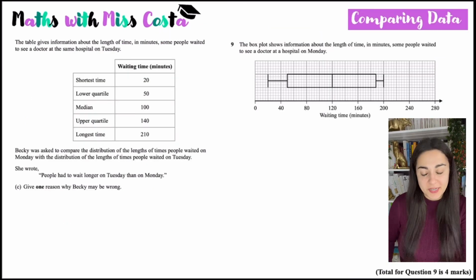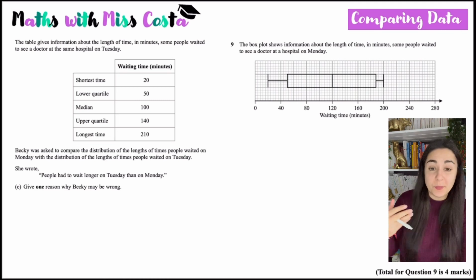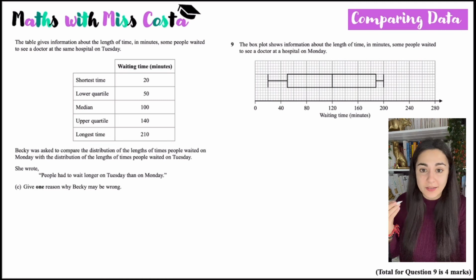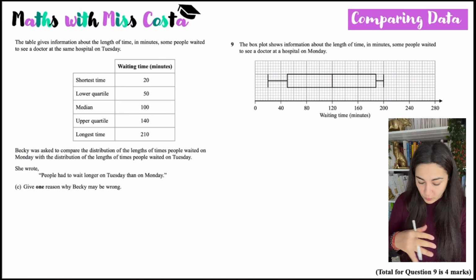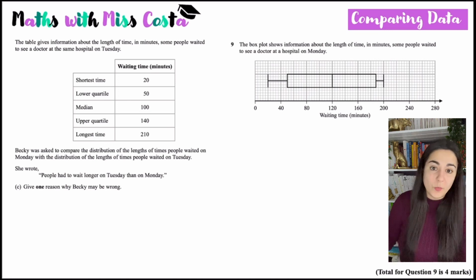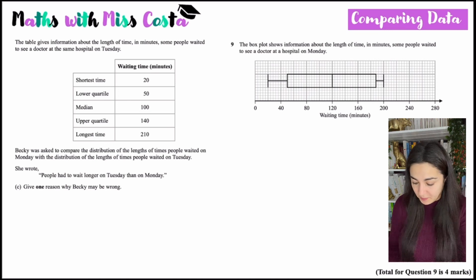So in this question, we're being asked to compare the distributions of the lengths of time. So we're being asked to compare data. Now, when we're asked to compare data, we want to compare something in particular. So the median is a good thing to often compare, or the lower quartile or the upper quartile, or the spread of the data. But we are told that Becky was asked to compare the distributions of lengths of time people waited on Monday with what they waited on the Tuesday. So the Monday information is the box plot, and the Tuesday information is what we've been given here.